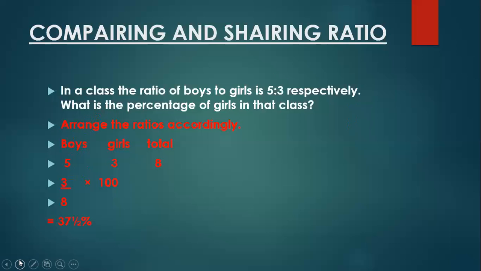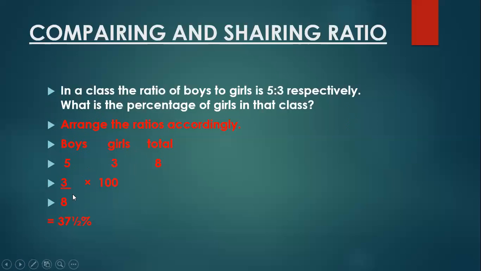Then we also learned about comparing and sharing ratios. In a class, the ratio of boys to girls is 5:3 respectively. Respectively here means boys is 5, girls is 3, in that order. Then what is the percentage of girls in that class? Remember, we have two groups here, but we don't have the total. So if you arrange the ratios accordingly, you have boys 5, girls 3. If you add 5 plus the ratio of girls, which is 3, you get a total ratio of 8. So in case you want to find the percentage of girls, what do you do? You take the ratio, which is 3, over the total, times 100.